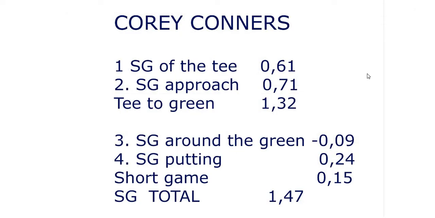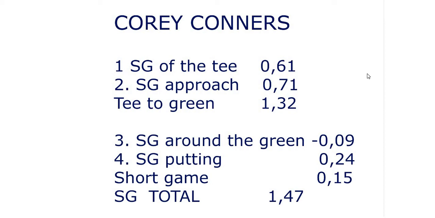And here we are coming to the most interesting subject of this topic. Strokes gained off the tee for Corey Conners is 0.6. Strokes gained on approach is 0.7, so he's increasing his advantage from the tee shots and from the approach to the green. So the tee-to-green strokes gained is 1.32, an amazing result. But after that we are coming to the real figures, which tell us about the disadvantage of his game.